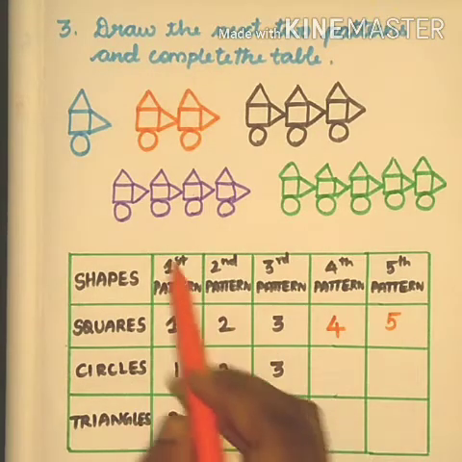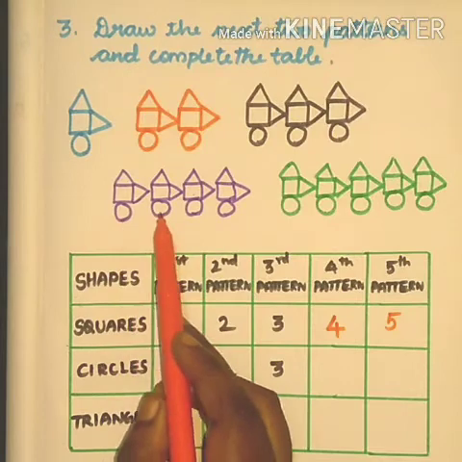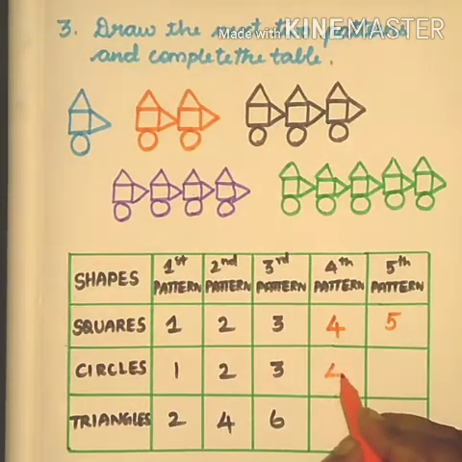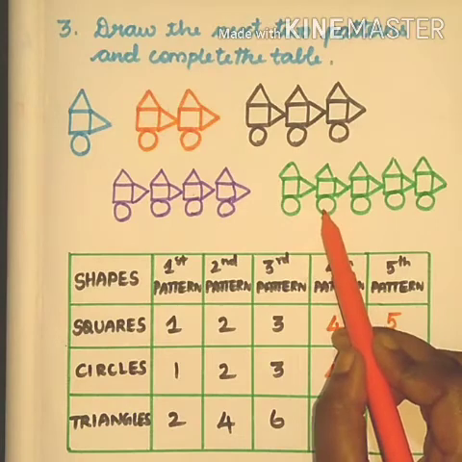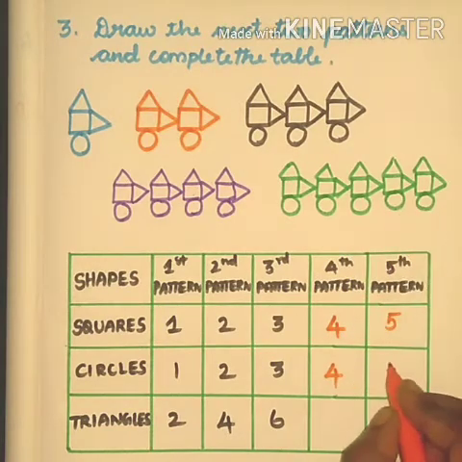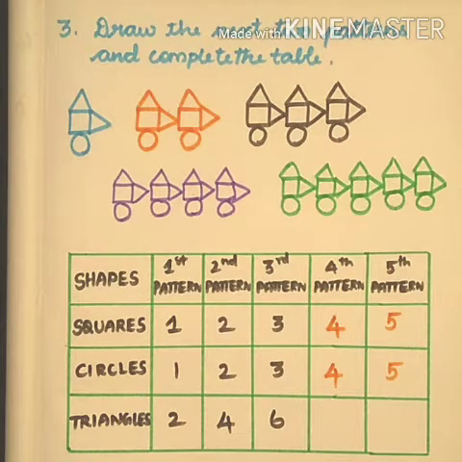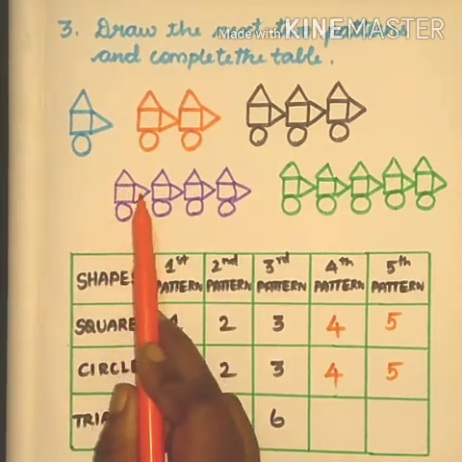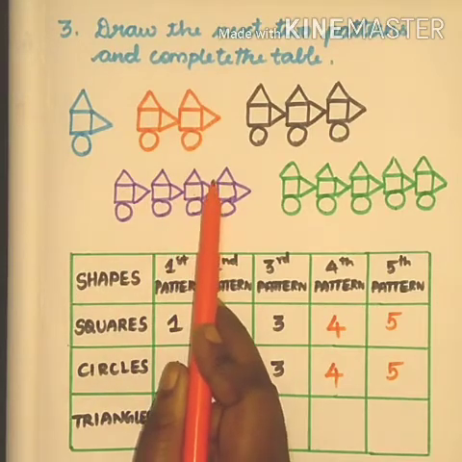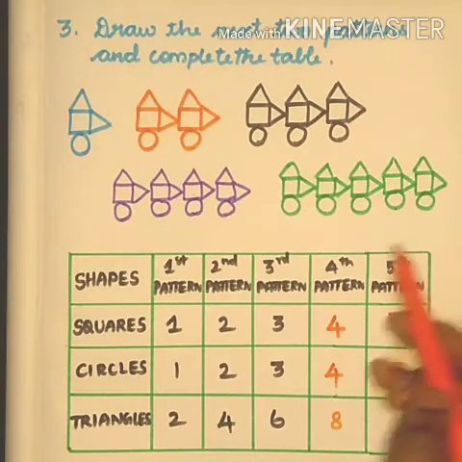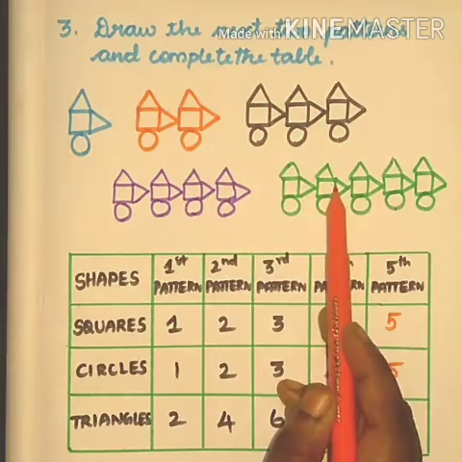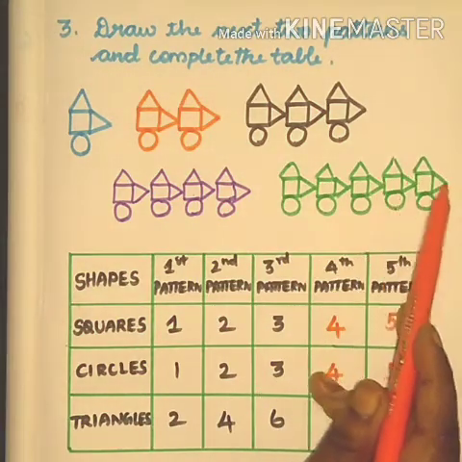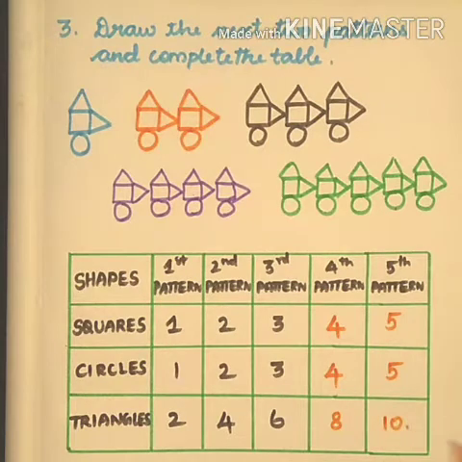Then you have to find the circles. In the fourth pattern, how many circles are there? 1, 2, 3, 4. In the fifth pattern, 1, 2, 3, 4, 5. Now let's find the triangles. How many triangles are there in the fourth pattern? 1, 2, 3, 4, 5, 6, 7, 8. In the fifth pattern, 1, 2, 3, 4, 5, 6, 7, 8, 9, 10. That's all. First you have to find the pattern. Then you have to fill the table.